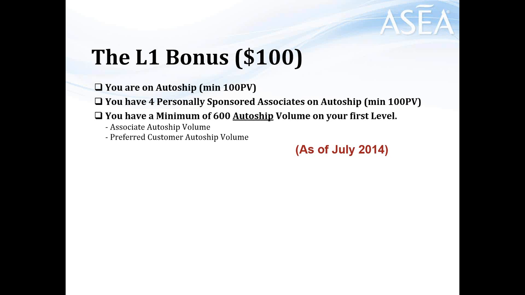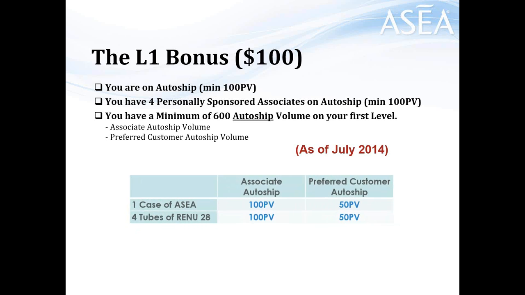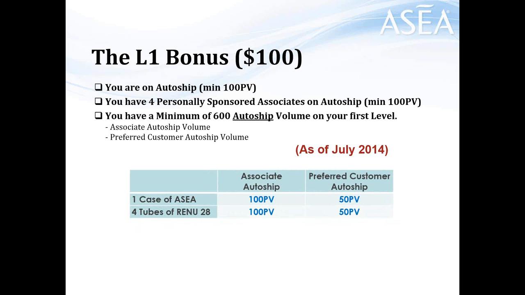So these can be amongst the 4 people. You can sign up more than 4 people, okay, and it can be amongst all of those. It can even include preferred customer auto ship volume as well, okay? So here's the volume. 1 case of ASEA is 100 PV. 4 tubes of Renew is 100 PV. If there are preferred customers, it's only 50 PV, okay?